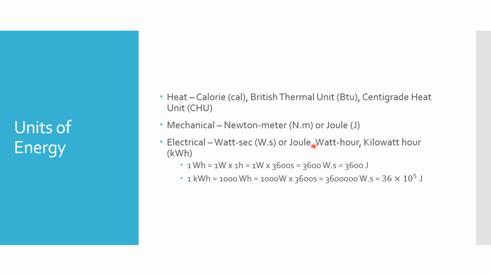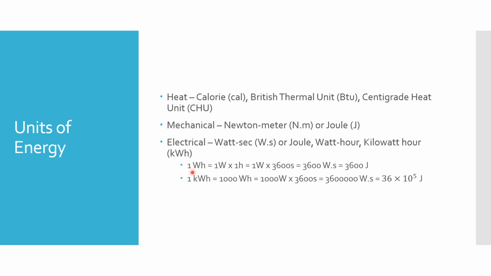But they can also be measured in joules, which is just watt into second, or watt hours, which is watt into hour. So it is very simple to make a relation between them. So 1 watt hour is equal to 1 watt into 1 hour. If 1 watt of power is delivered to a load for 1 hour, then the total amount of energy which is delivered to the load is 1 watt hour. So 1 watt into 1 hour gives you 1 watt into 3600 seconds, and that gives you 3600 watt seconds or 3600 joules.